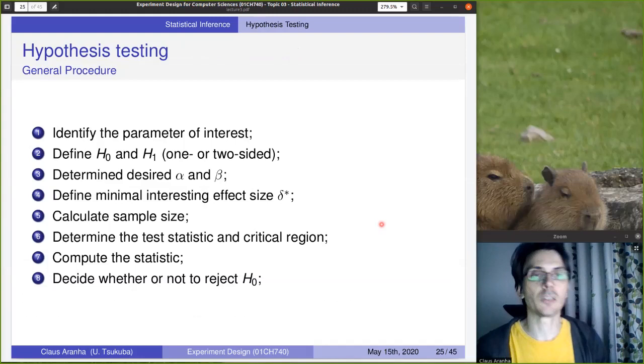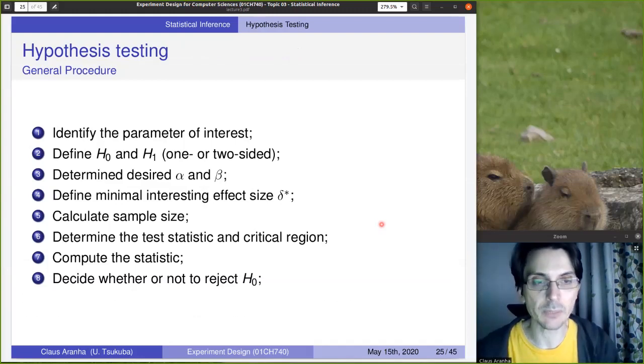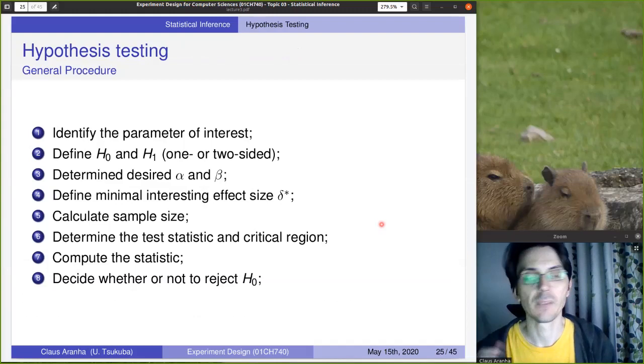All right, so I'm going to break the video here. These are the general concepts behind hypothesis testing. In the next video, we're going to talk about how to actually perform the test on data. See you there.